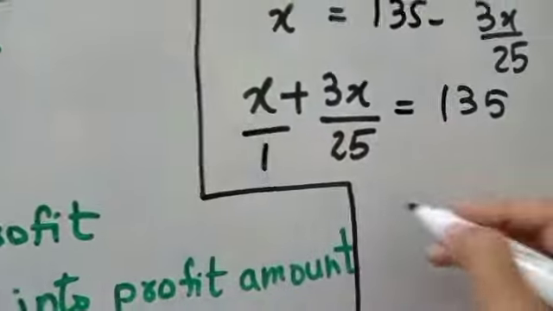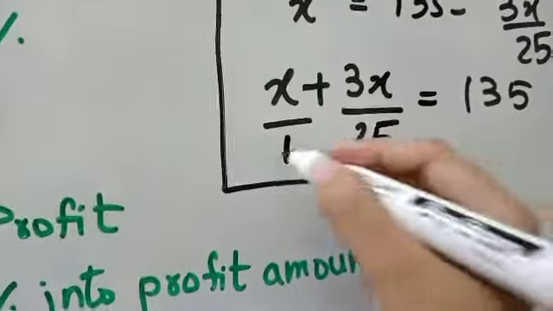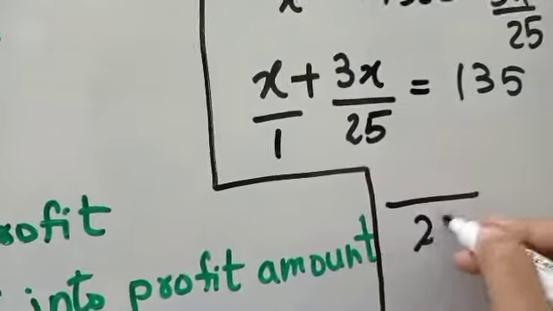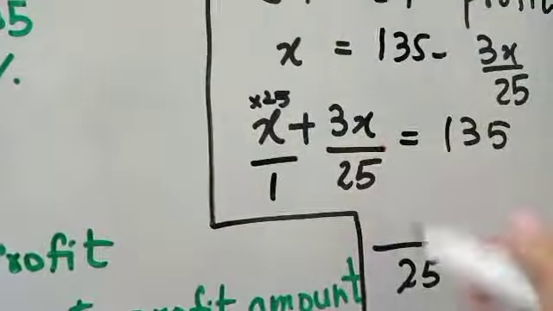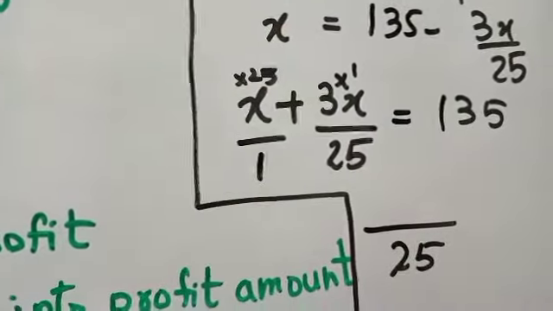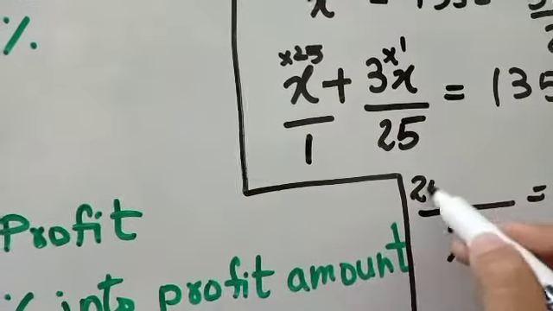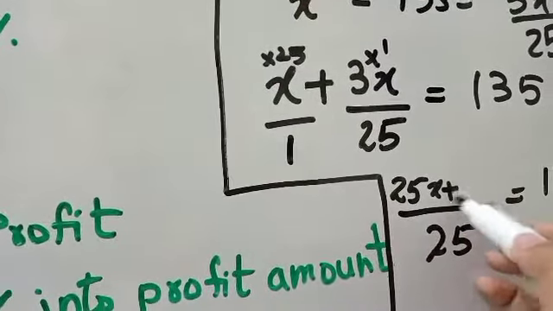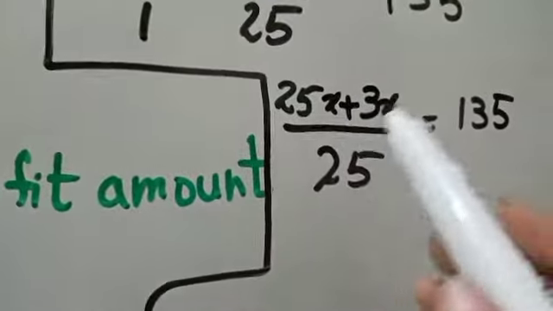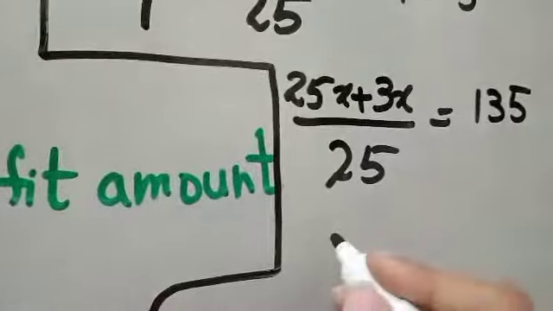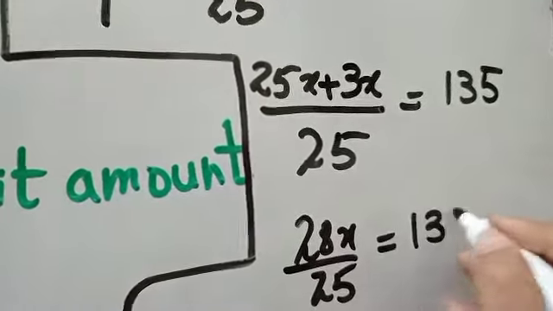Here it is X upon 1. Again, with a plus or minus sign in between fractions, you always take LCM. The LCM of 1 and 25 will be 25. 1 will go 25 times, and 25 will go 1 time. Table 1 times 135. So it will give me 25X plus 3X. Add: 25 plus 3 will give me 28X upon 25 is equal to 135.